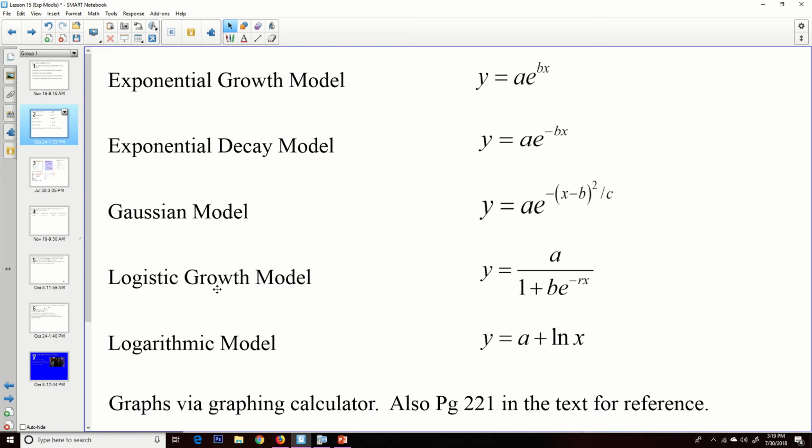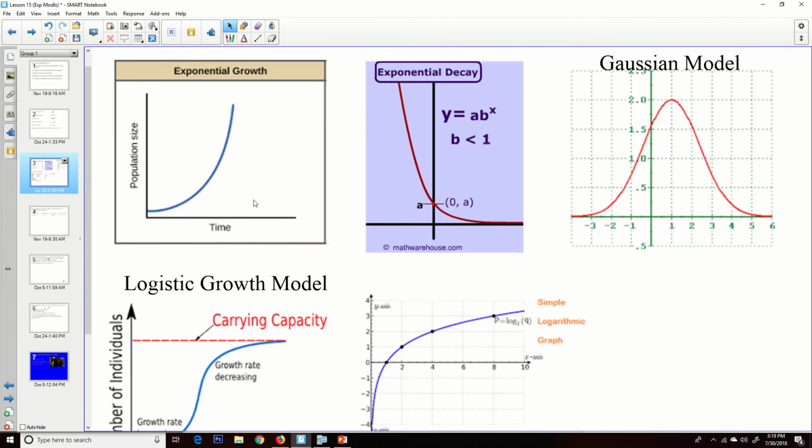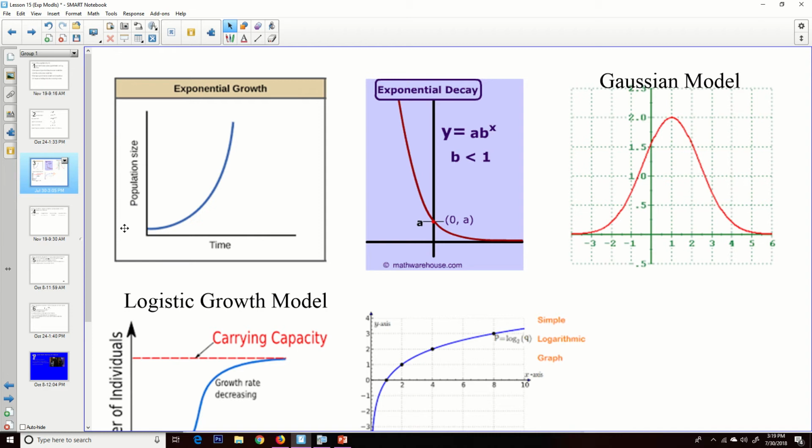Now they have different shapes, and they are kind of funny to look at. So I just stole a couple of pictures off the internet here and flashed them up. So here is a graph of exponential growth. Here is a graph of exponential decay. The Gaussian model looks a little bit like this. Usually we call that the bell curve.